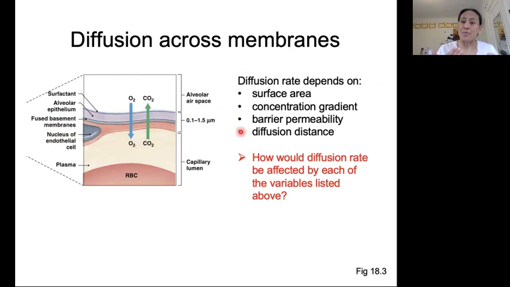Okay, so what I would like you to do right now is take a moment, hit pause, and consider this question: how would diffusion rate be affected by each of these variables here? So go ahead and again, hit pause, think through that, and then when you're ready, you can go ahead and go over the answers with me.